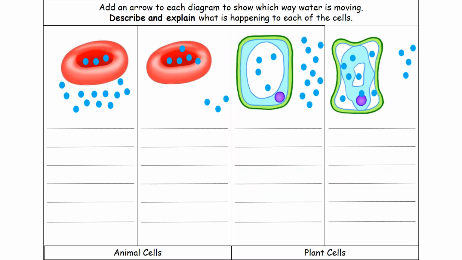I've got this, so you can print this if you want to, or just draw and add underneath. You're going to need to pause this in a second as well. Add an arrow to each diagram to show which way water is moving. Describe and explain what is happening to each of these cells. Now, you can see there are 4 portions there. What is happening to each of these cells? This is going back all the way to biology paper 1, topic 1, about diffusion and osmosis. So I'd expect to see those words.